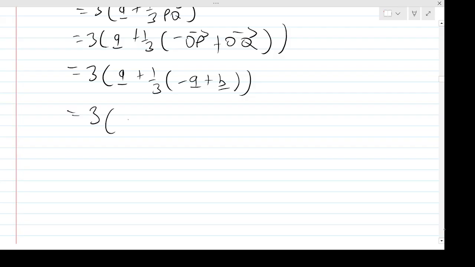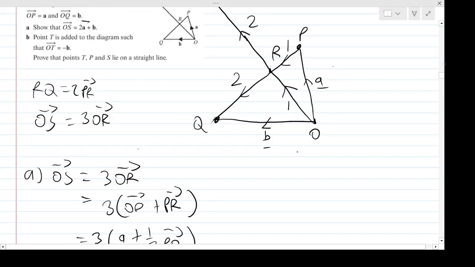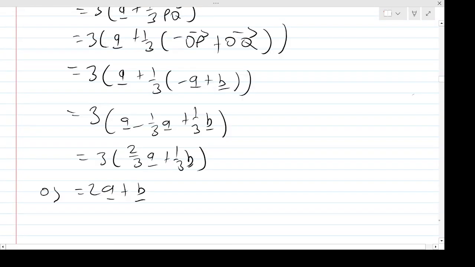So it's going to be 3 lots of A, then if I expand the inner bracket, a third minus a third of A, add a third of B. Then if I simplify the inner bracket, I get 3 lots of A minus a third A, which is 2/3 of A, add a third of B. If I expand this one last time, I get 3 times 2/3 of A, which is 2A, and 3 times a third B is B. We've shown that OS is 2A plus B. There we are. Cool.